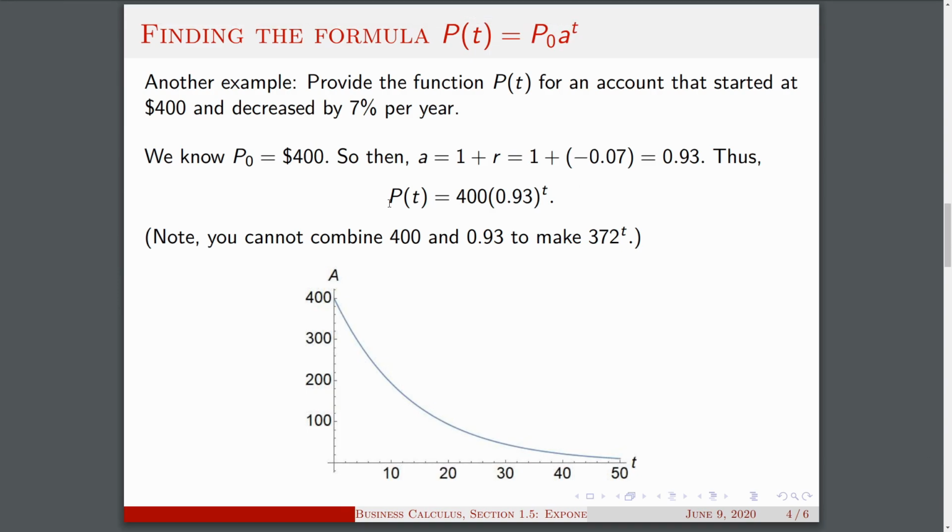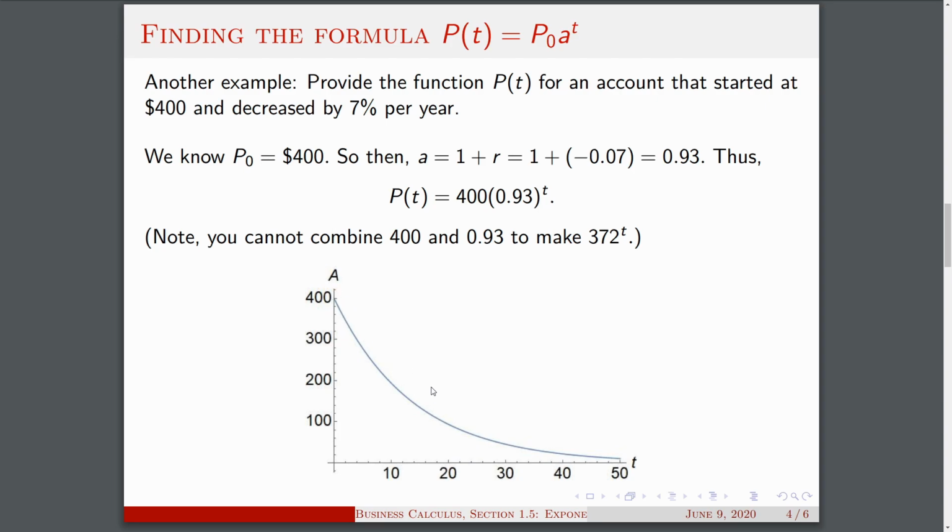All right, so here's the function. That's it. And just as a note, just to make sure that you don't try to do this, this is as simple as we can write the formula. We cannot combine 400 and 0.93. We cannot multiply those two together to get 372 to the t. No, we can't do that. One reason is that you remember order of operations. The exponent comes before multiplication. So this is as simple as you can write it. We like to try to oversimplify things. Our brains do, but sometimes it's as simple as we can make it.